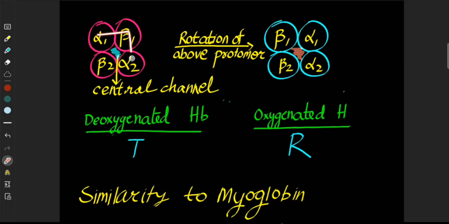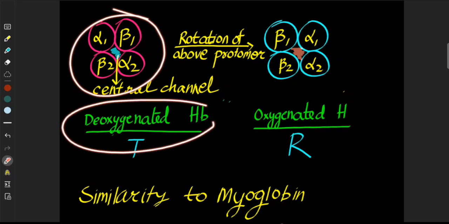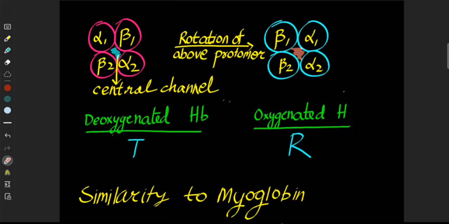Similarly with these three as well, right? But then when we talk diagonally, it's going to have a little bit of weaker interaction. Now this stage is actually known as the deoxygenated stage. That means when oxygen is not bound to hemoglobin, this is the structure that we usually find.